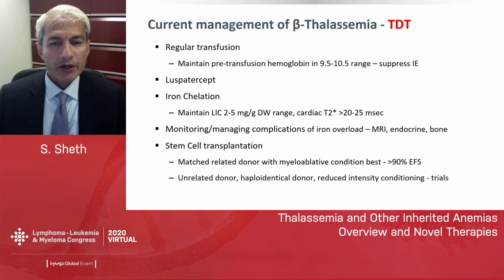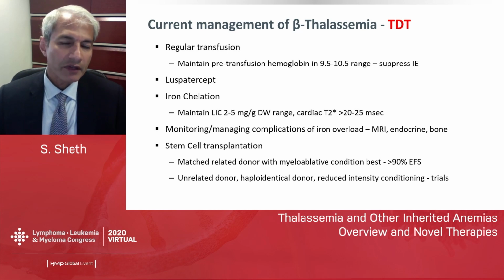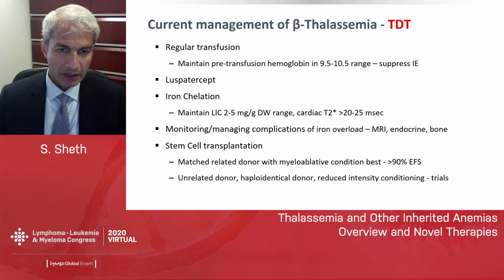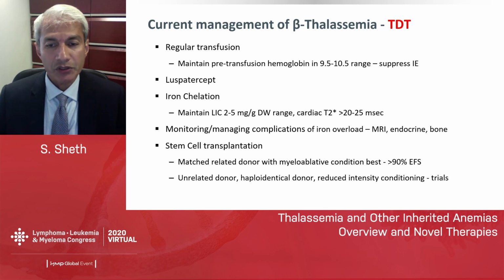And as a result of the iron overload, to prevent iron overload-related complications, we have to give iron chelation therapy, the goal of which is to maintain a liver iron concentration in the range of 2 to 5 milligrams per gram dry weight. This is obviously measured by MRI. We don't do biopsies really anymore. As well as maintaining your cardiac T2 star, also on MRI, greater than 20 to 25 milliseconds.